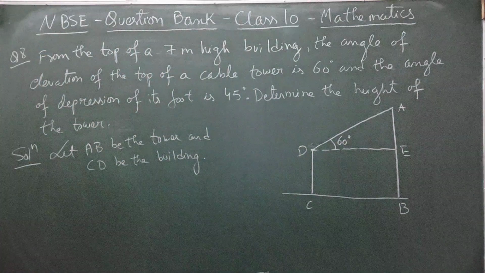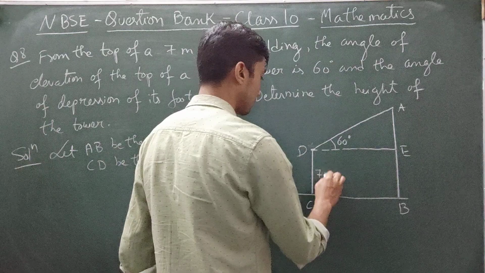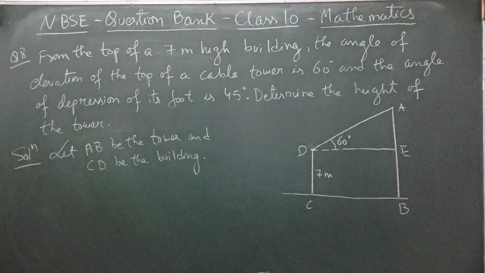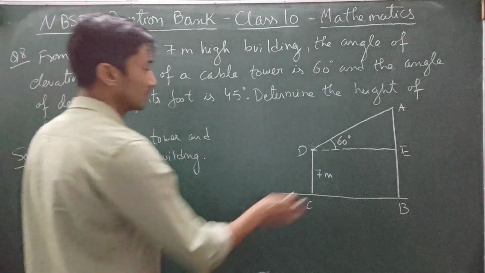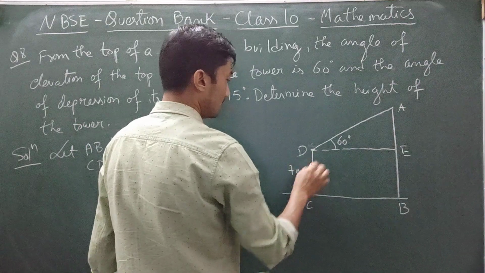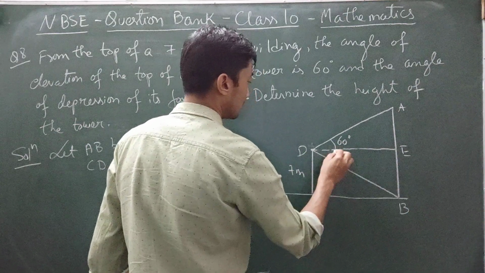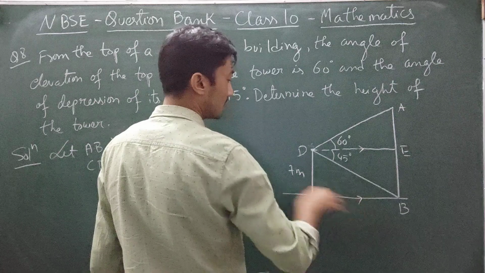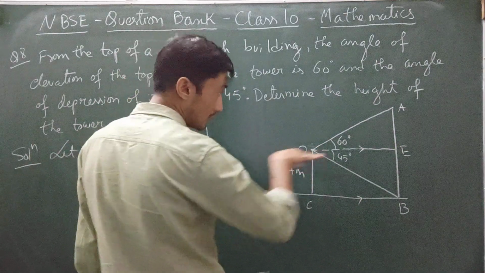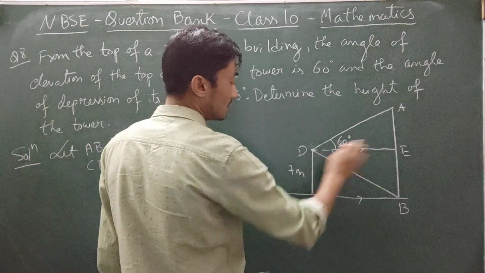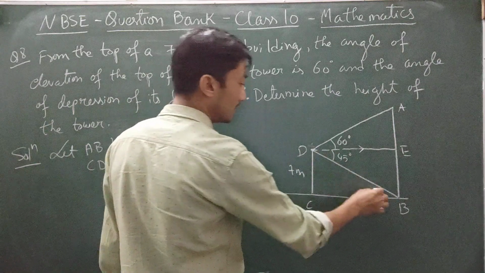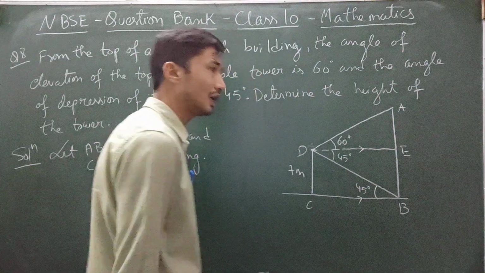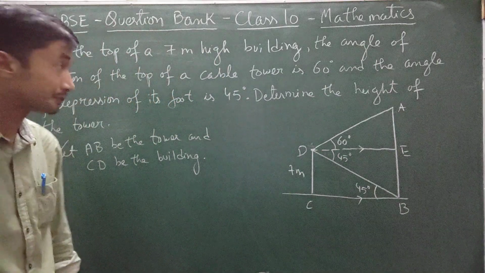From the top of a 7-meter high building, this is 7 meter, the angle of elevation of the top of a cable tower is 60 degrees, and the angle of depression of its foot is 45 degrees. So these two will be parallel because the ground is always a straight line. So we are going to draw the line of sight parallel only. If these two are parallel lines and this angle of depression is 45 degrees, this angle will also definitely be 45 degrees. You must already know that. Why? Reason, of course, alternate interior angles, the concept of parallel lines.